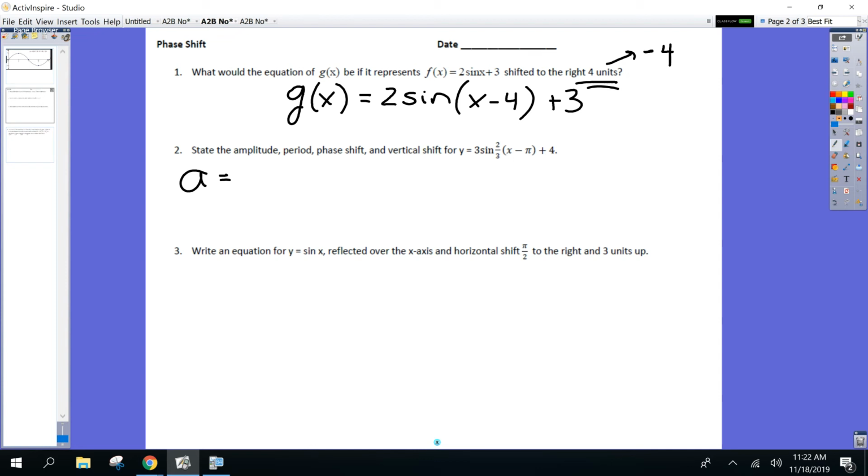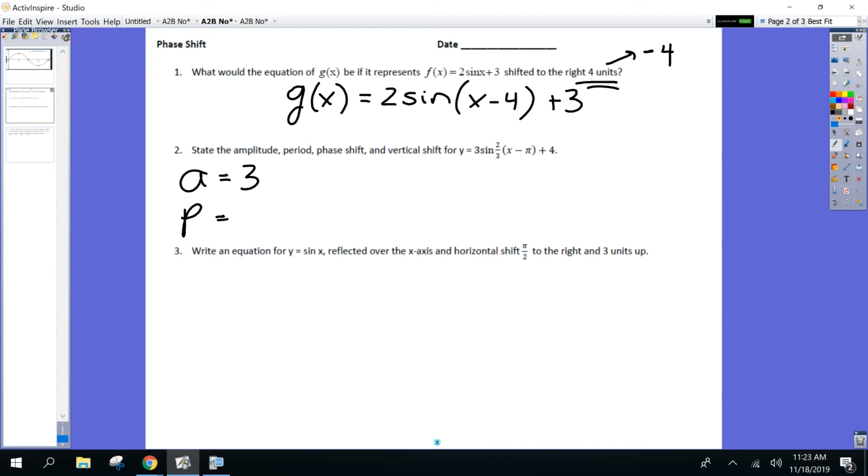Three. Everyone all right? It's the number out in front. Okay, period. We got to stop just yelling out different numbers. Period is just a formula, isn't it? What is the formula for period?